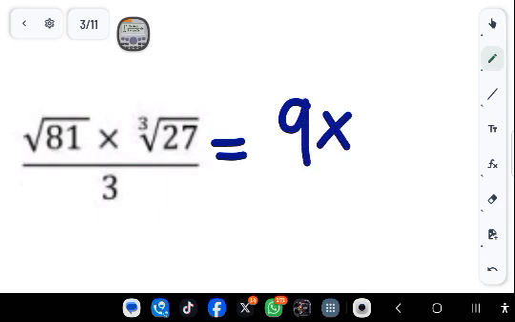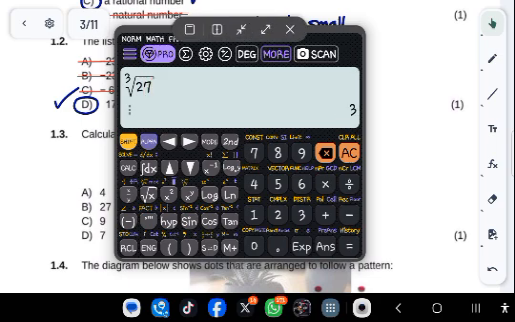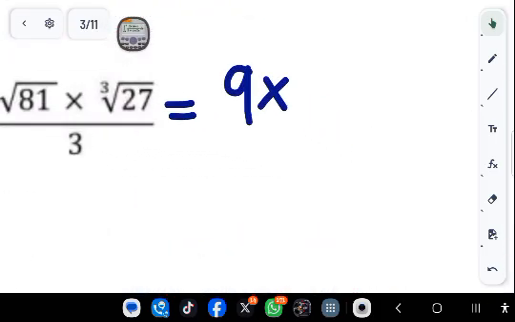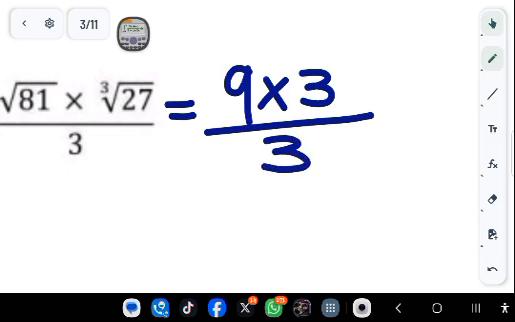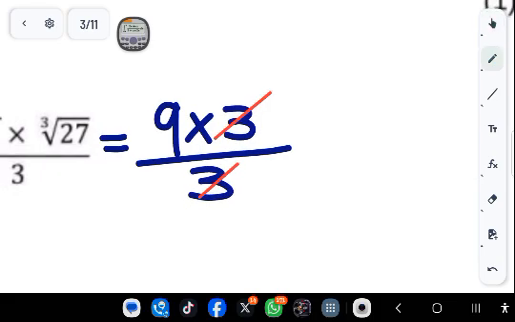So that is 9 times the cube root of 27. So you go shift and then it will take you to the cube. We're looking for the cube root, so I pressed the wrong button. Shift and then the square root, it will give us the cube root of 27, and that is 3. So that is 3 all over 3. Now the 3's cancel out, and that leaves us with our answer, 9.